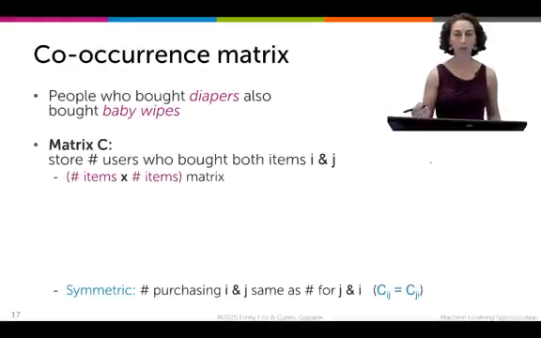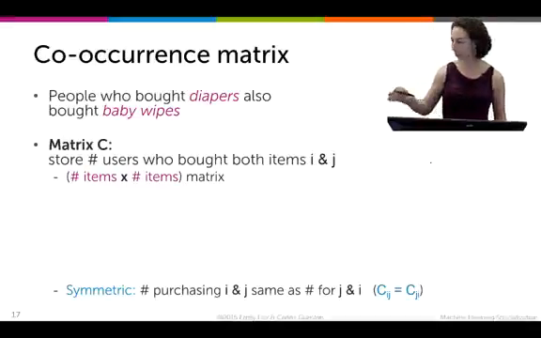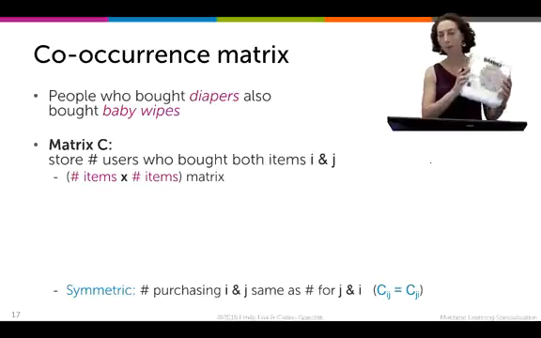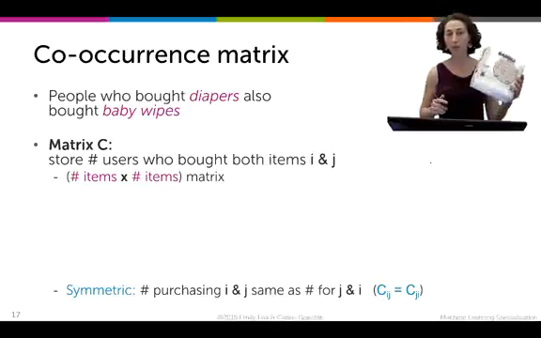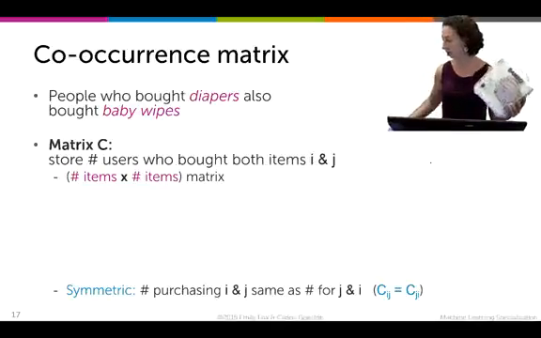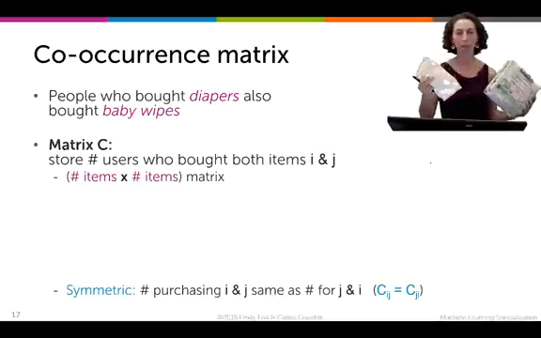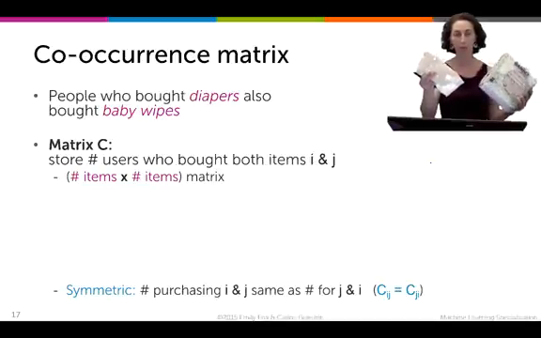Okay, so this brings us to the idea of co-occurrence of purchases. For example, if I was just on Amazon buying diapers, we've probably seen lots of examples of people who bought diapers also bought baby wipes. So how can we use this type of co-occurrence of purchases to make recommendations?